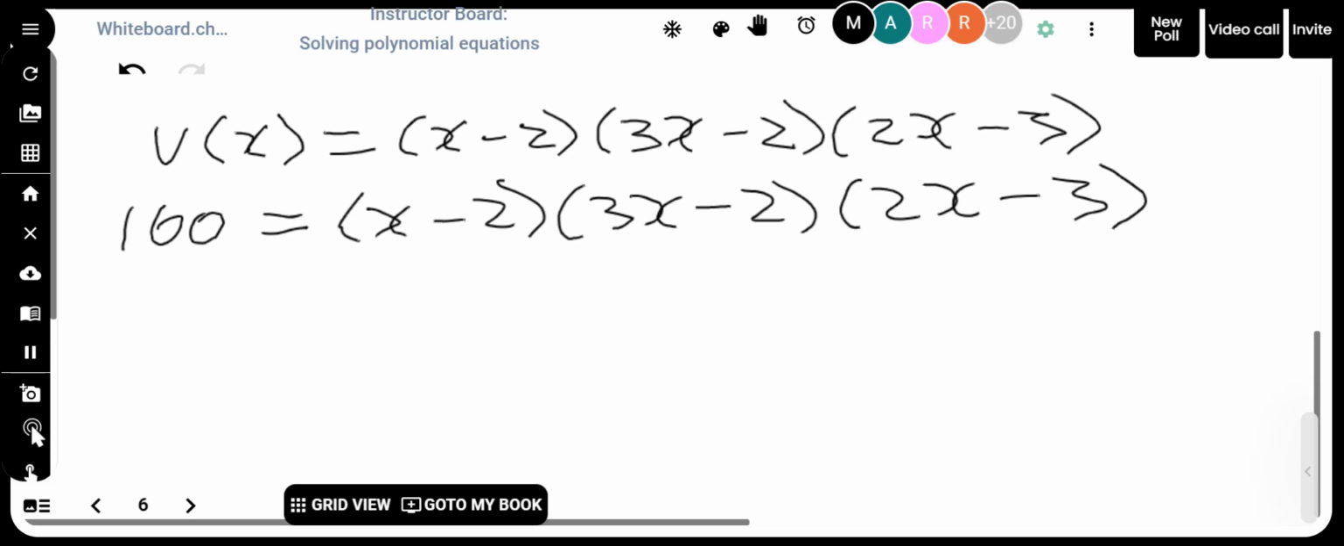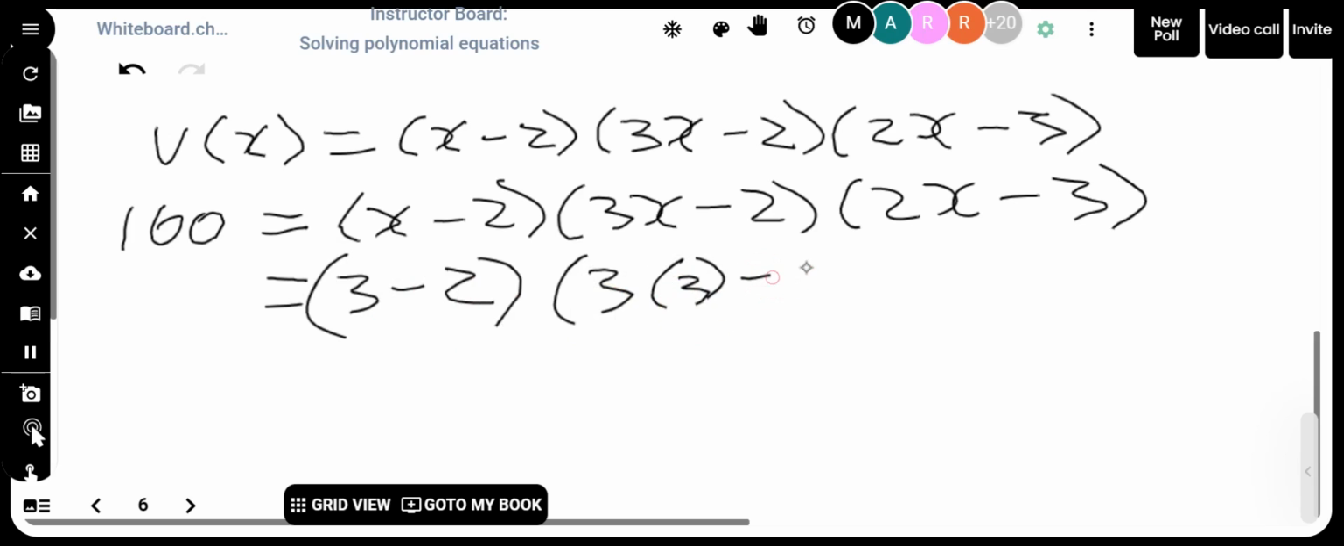And it's actually easier if it's in factored form. So I'm not going to multiply it all out. I'm going to go ahead and try the 3 in this function and see what we get. So it's going to be 3 minus 2, 3 times 3 minus 2, and 2 times 3 minus 3.